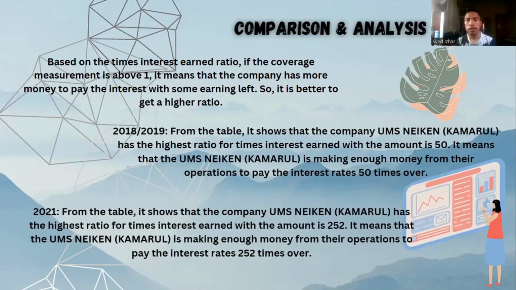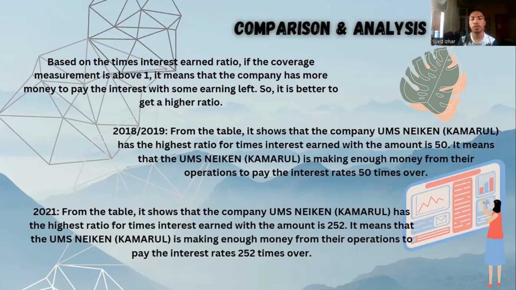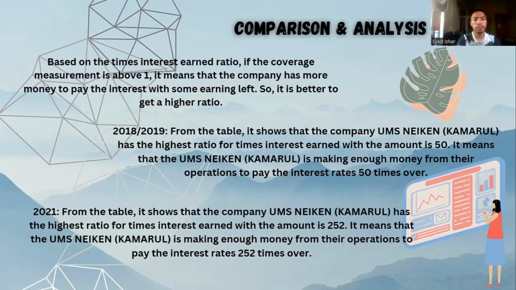It means that UMS Naked has enough money from its operations to pay the interest 252 times over. That's all for me.